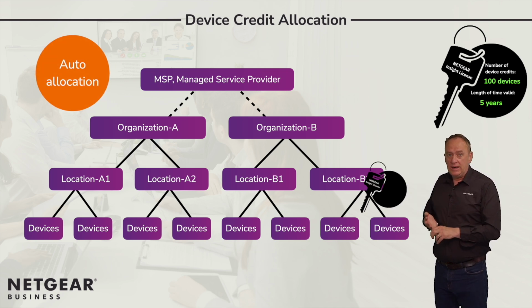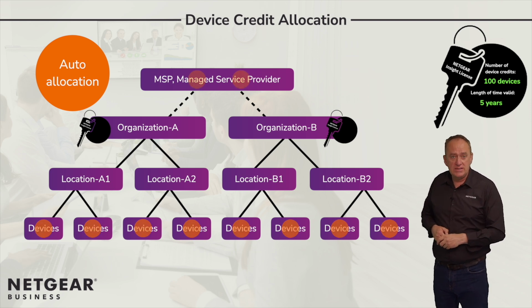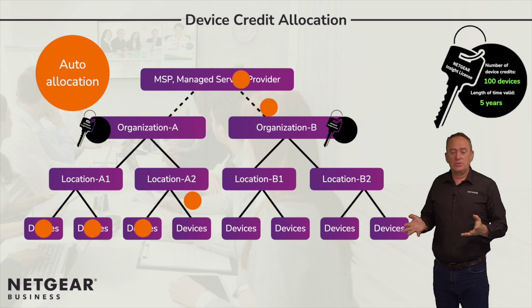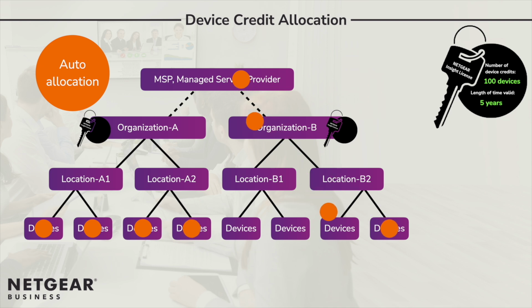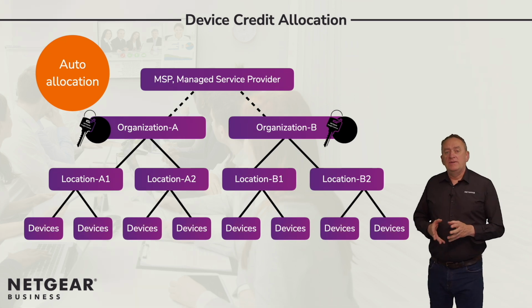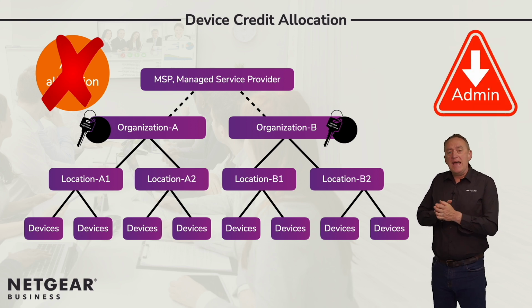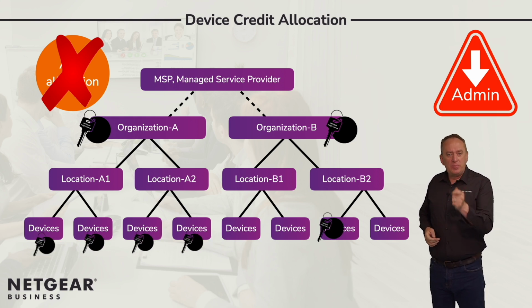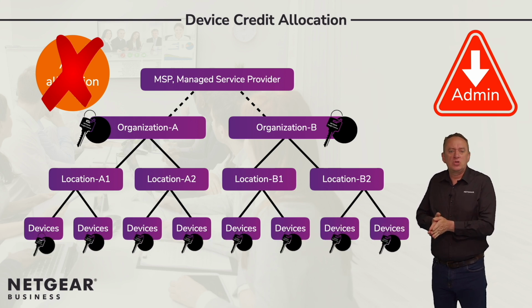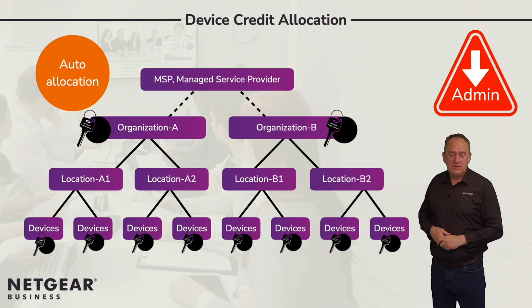Auto allocation will allow Insight to do the allocation for you. So as long as there are sufficient device credits available at the account level, Insight will automatically allocate the device credits to the organisations. Alternatively, by deselecting auto allocation and as an administrator, you'll need to use the Allocate button to manually allocate device credits. Now, this option may really only apply to MSPs who have strict account rules on a per organisation basis, for example. However, in most cases, MSPs will use the auto allocation option.